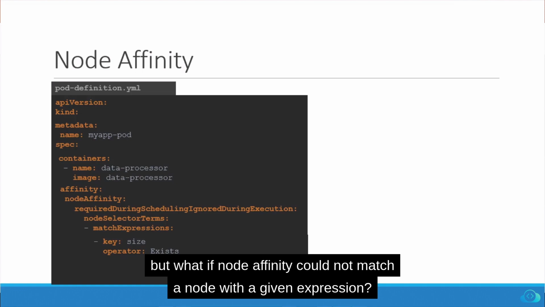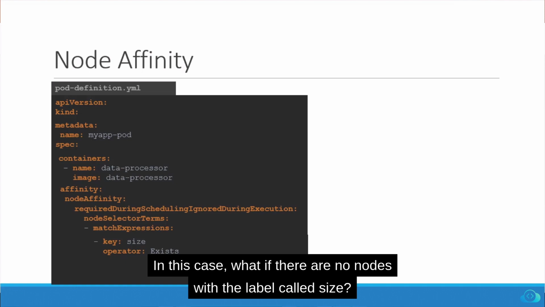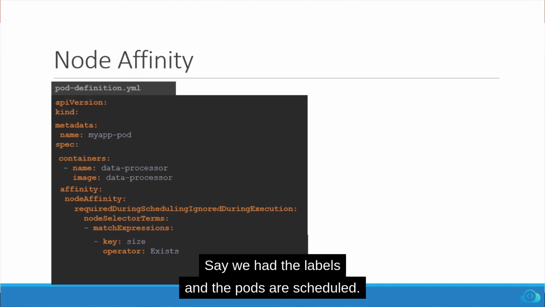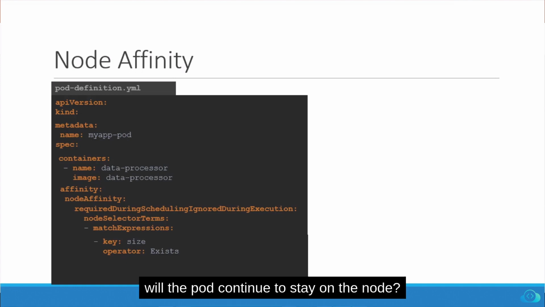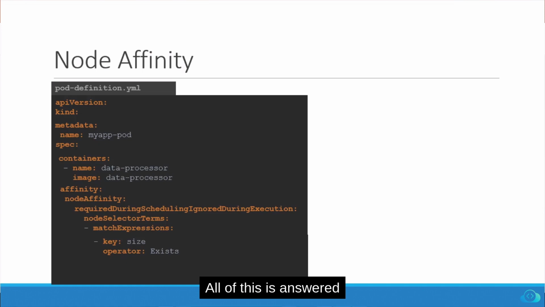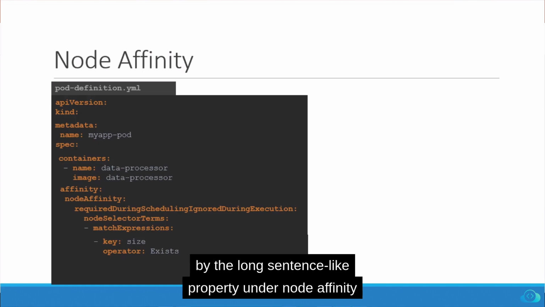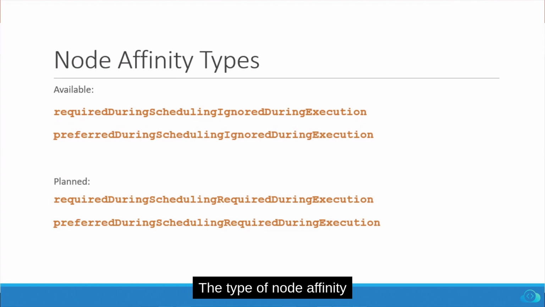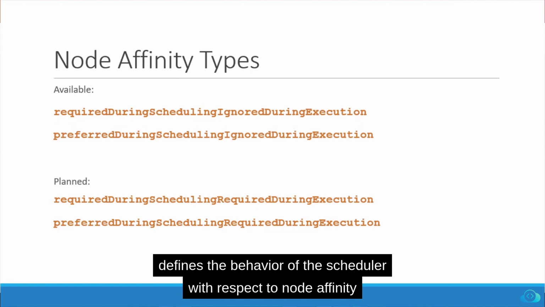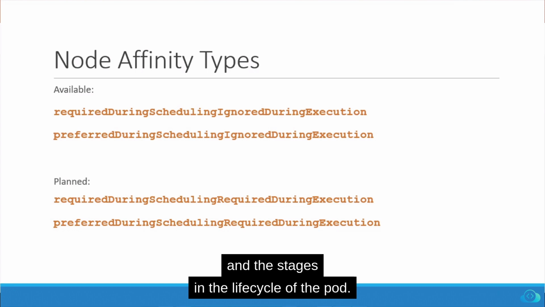But what if node affinity could not match a node with the given expression? In this case, what if there are no nodes with the label called size? Say we had the labels and the pods are scheduled. What if someone changes the label on the node at a future point in time? Will the pod continue to stay on the node? All of this is answered by the long sentence-like property under node affinity, which happens to be the type of node affinity. The type of node affinity defines the behavior of the scheduler with respect to node affinity and the stages in the life cycle of the pod.